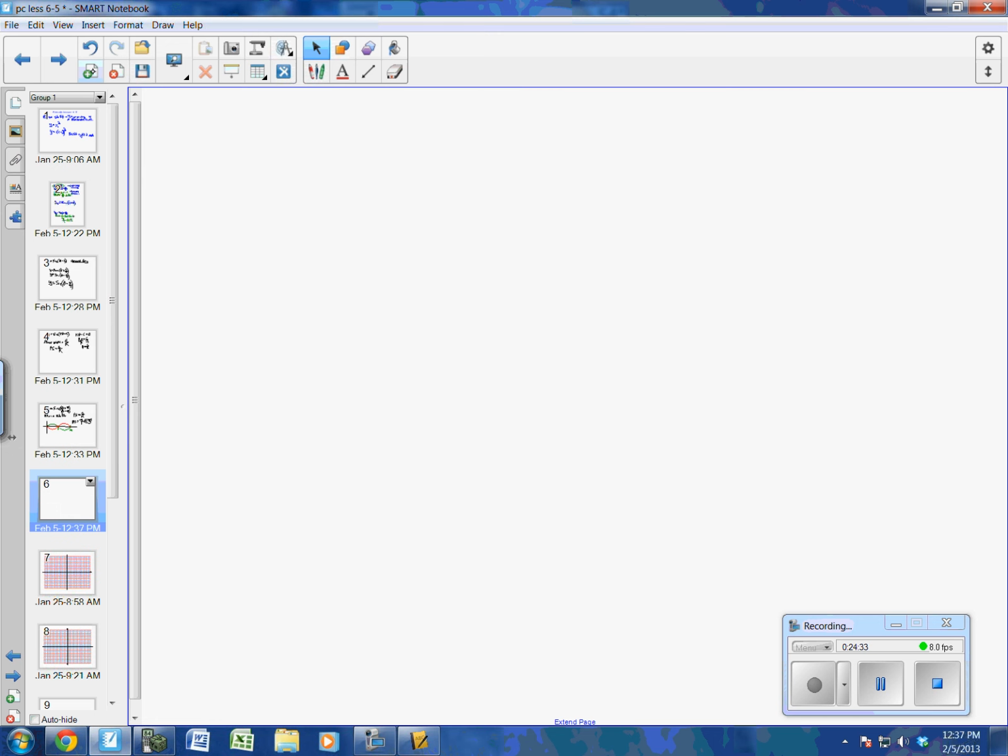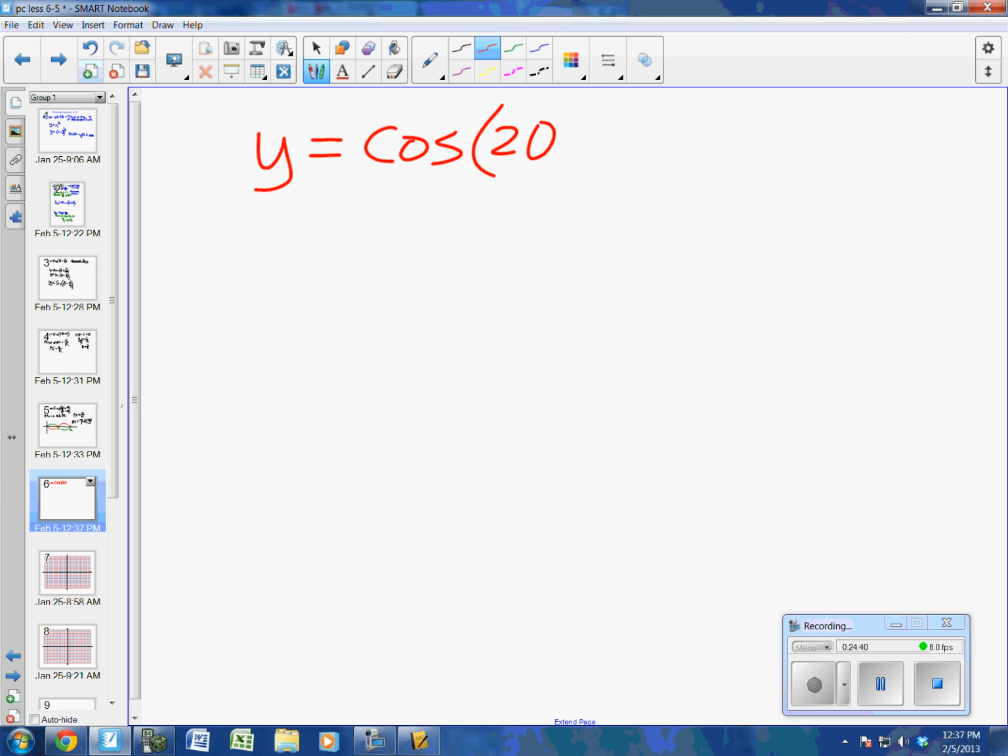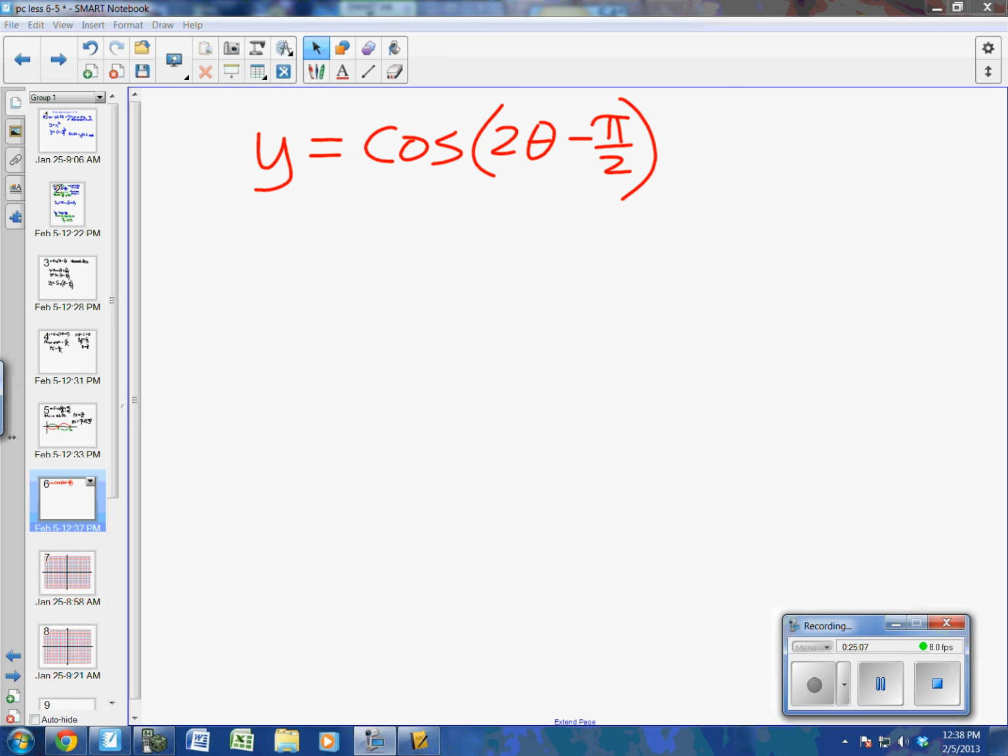Let's try another one. Let's say I gave you y equals cosine of 2 theta minus pi halves. Now I want you to find the phase shift. What is the phase shift here? And see if you can draw a picture of the graph. You're going to probably have to know what the period is too, right? Okay, I want to know the phase shift.